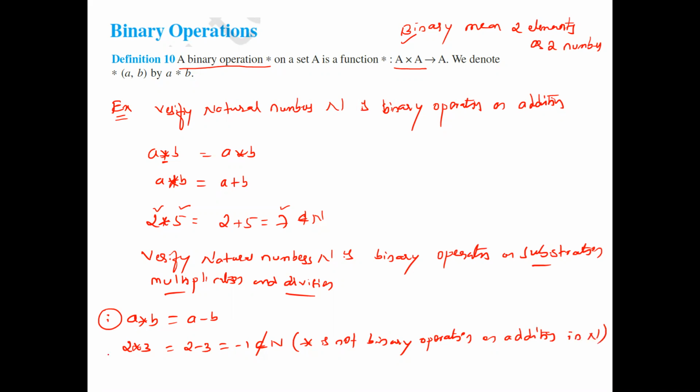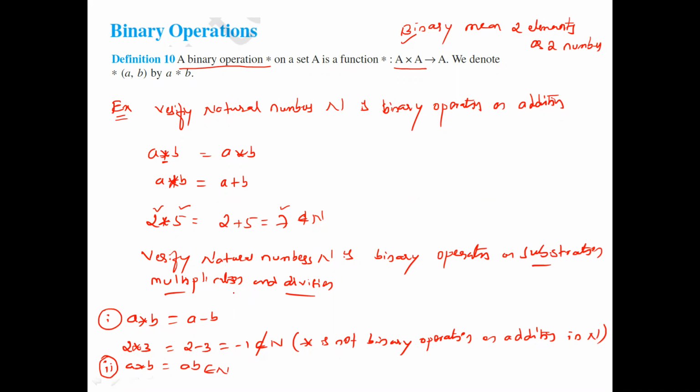Okay. Next, I'll take the multiplication. If you multiply any two numbers, again we'll get a natural number or not? Yes. Means A star B equal to AB, because multiplication means product. Now we'll take the A value as some natural number and B as a natural number. Multiplication of two natural numbers is again a natural number, so it very clearly belongs to n. Therefore star is a binary operation on n under the multiplication.